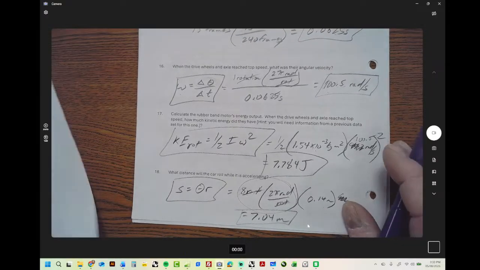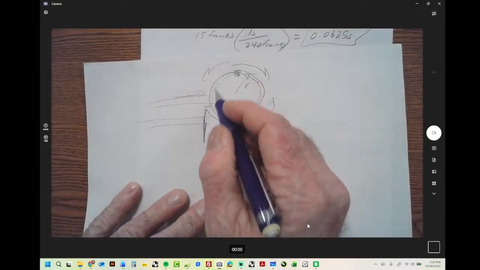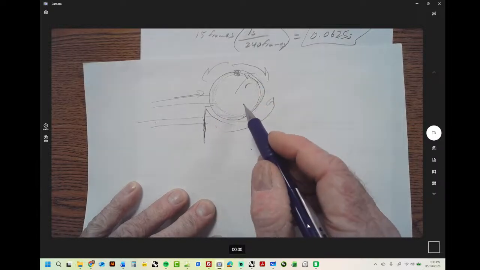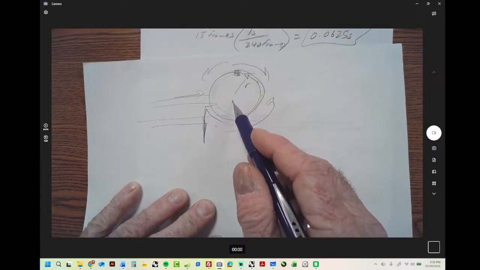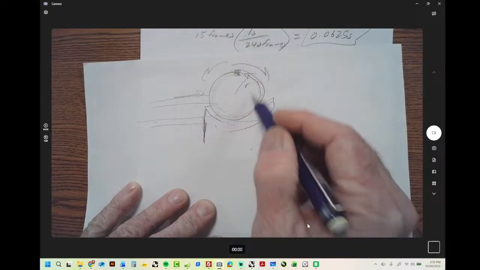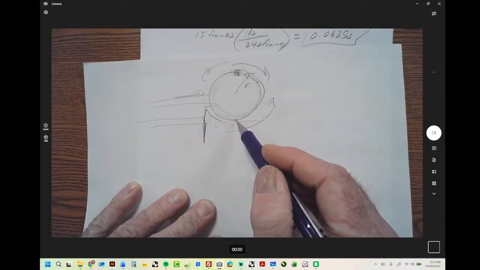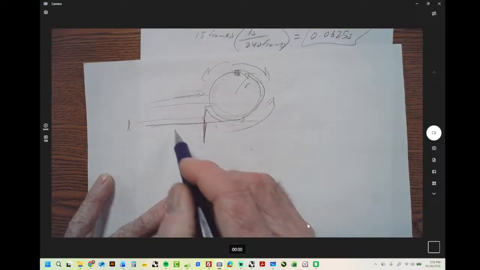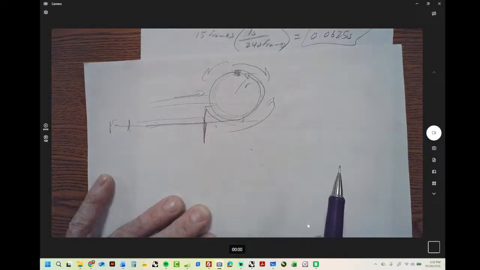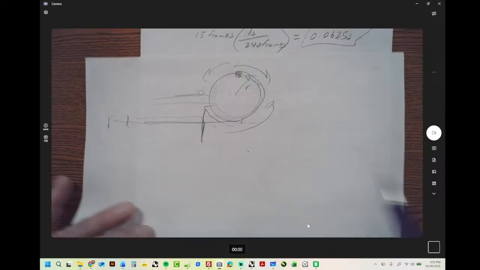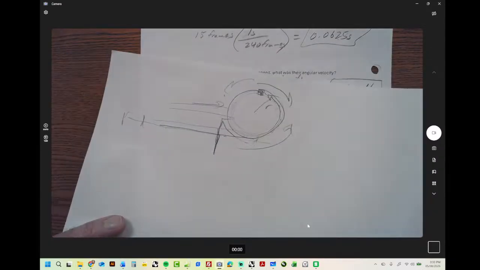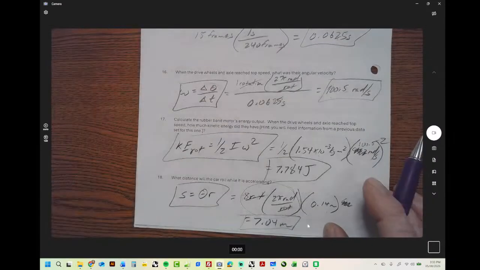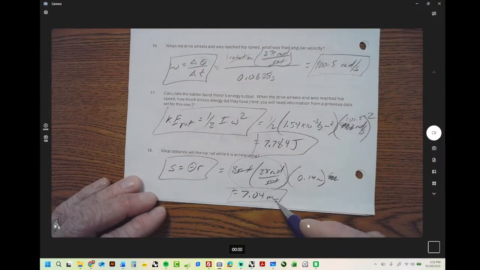Another way to think of this is find the circumference of the wheel, which is 2 pi r, and then multiply that by the number of rotations, because every time it rotates once, it's going to roll a distance equal to its circumference, whatever that is. Pi times the diameter, sorry. So there's the answer. That should be in meters.